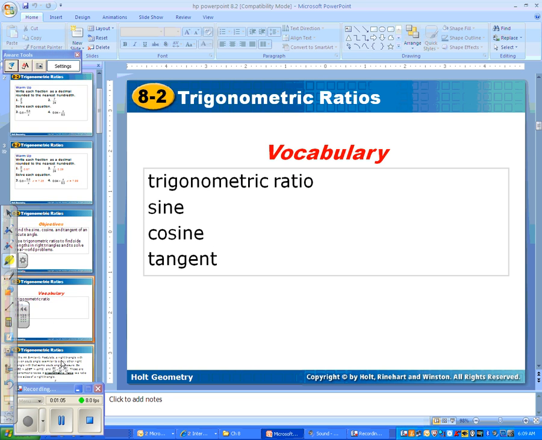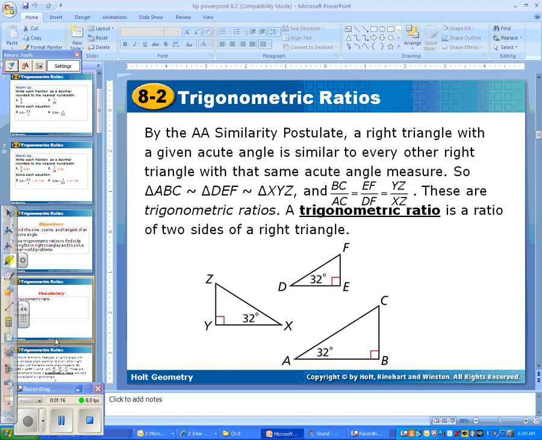So some basic vocab that you need to know is trigonometric ratio, trig ratio, sine, cosine, and tangent. What does it all mean? So we should know what those words mean by the end of this video. So if we're talking specifically about right triangles, only talking about right triangles right now, okay?